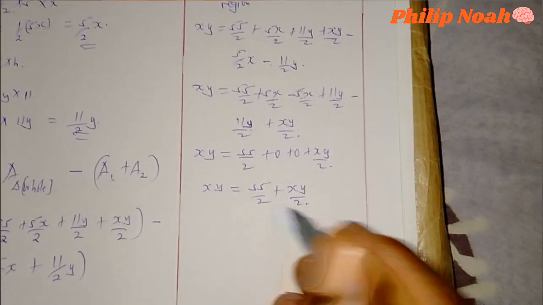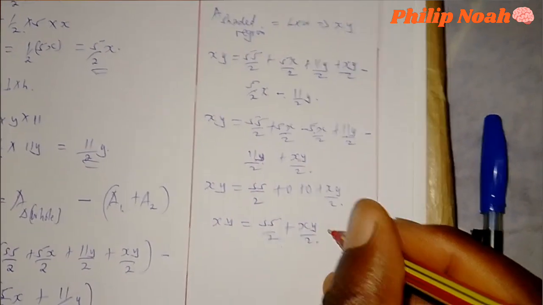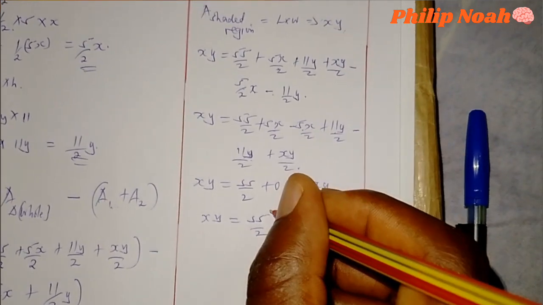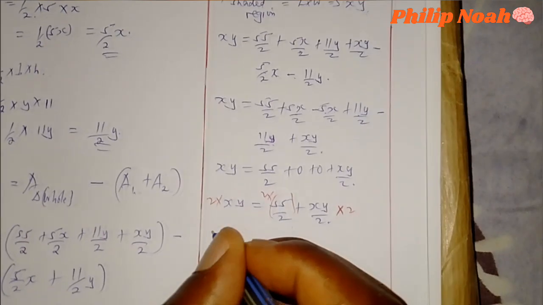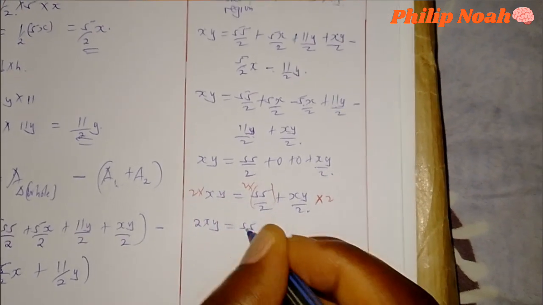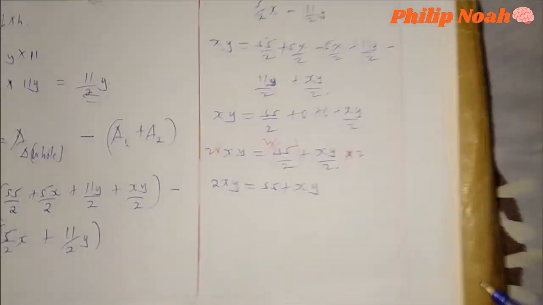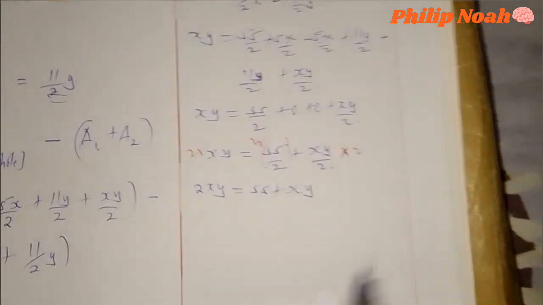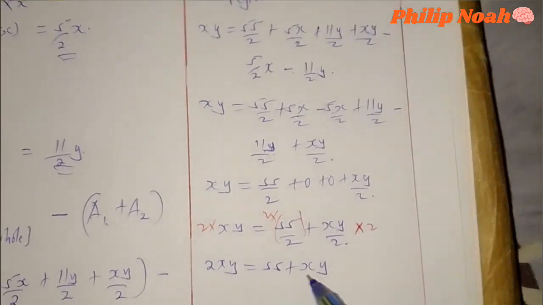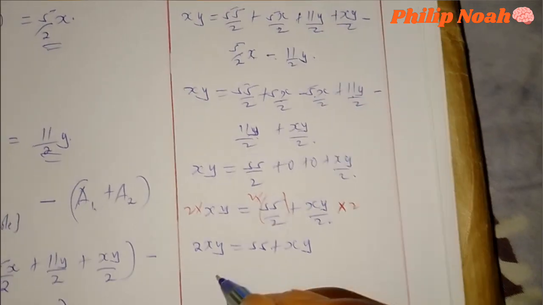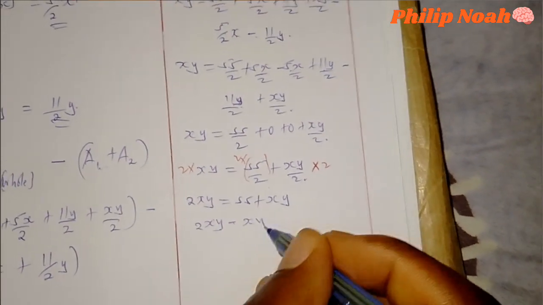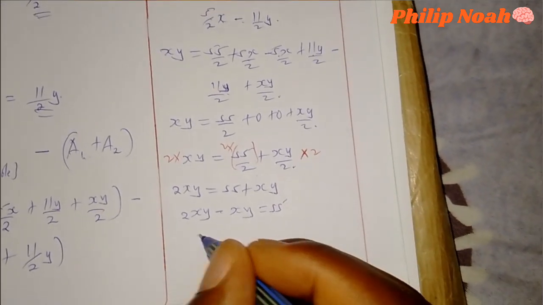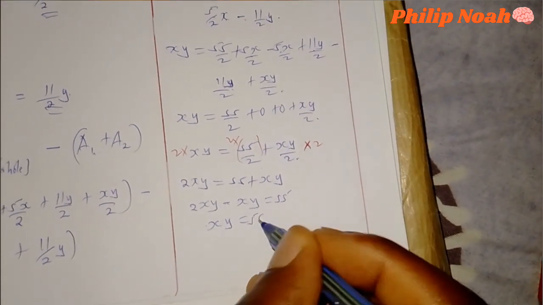Are we there? After that, we get rid of these 2 denominators and we multiply each term by 2, times 2 here, times 2, times 2. And now we have 2xy is equal to 55 plus xy. At this point, we collect like terms and say 2xy, we bring this to the other side of the equal sign, minus xy is equal to 55. So we have xy as 55.